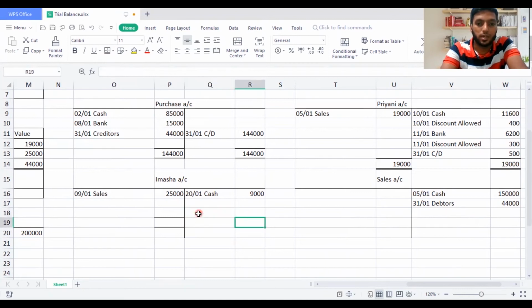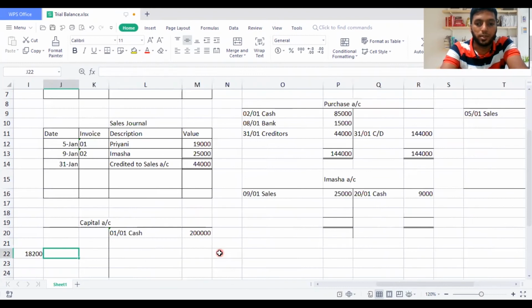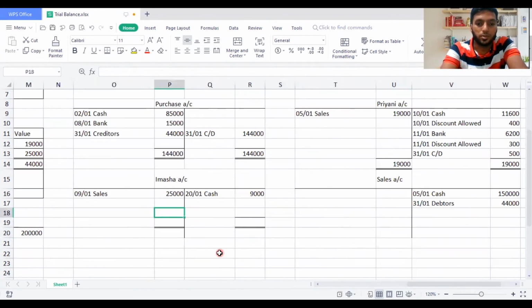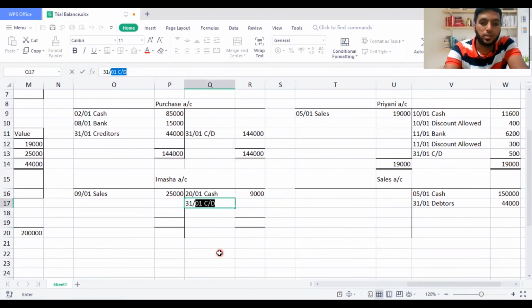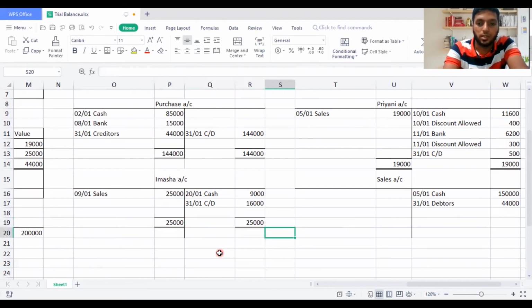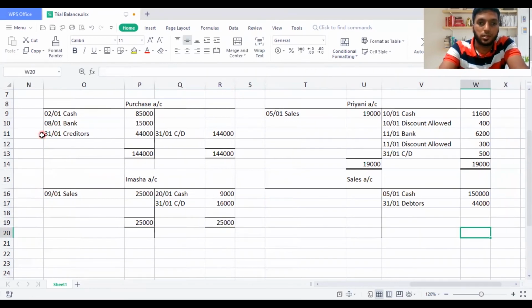So then we have 25,000. If 9,000 has been paid, what is the balance we should show? It's going to be carried down 31st first. Carried down it's going to be 16,000. So altogether 25,000 on the debit side and 25,000 on the credit side. Then we have the sales account. What do you have on the sales account? So the sales account is straightforward. We can finalize this also.